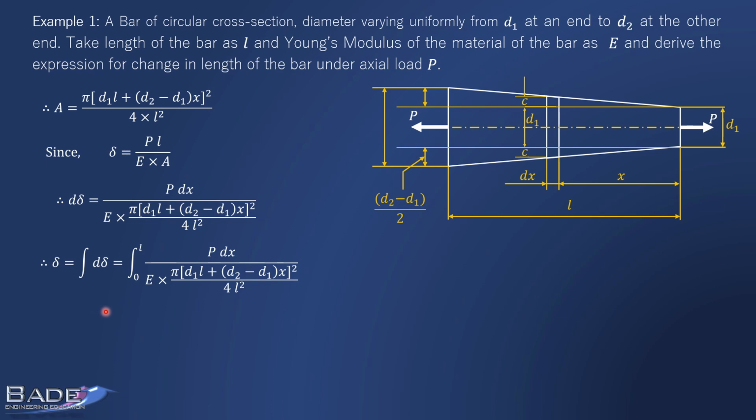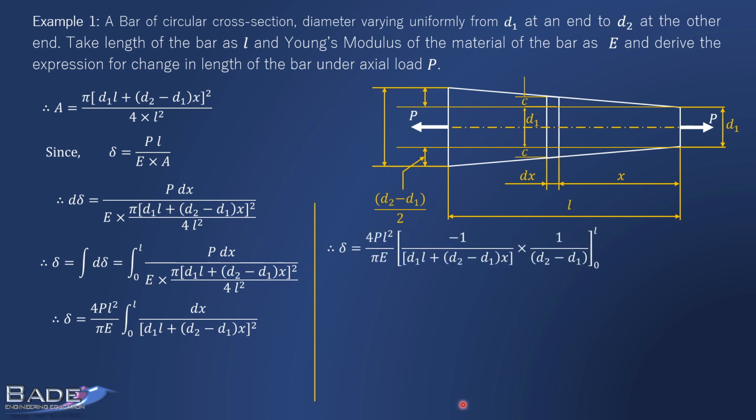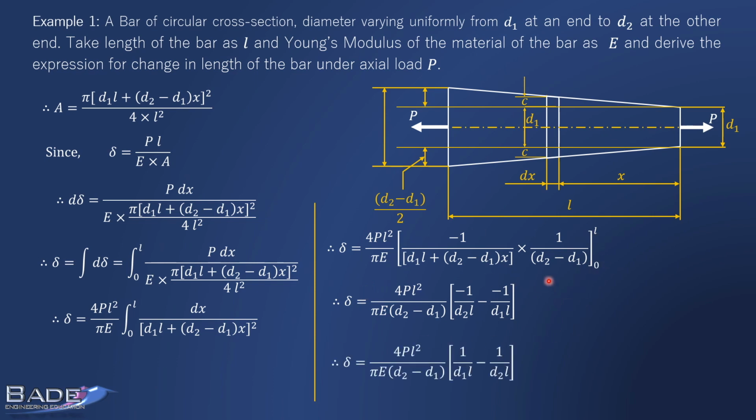So this is how we are integrating it. These are all constants outside the integration sign, and the denominator is (d1L plus (d2 minus d1) into x) the whole squared. So we'll integrate it, limits 0 to L. And this is how we substitute the limits, and we got the answer.